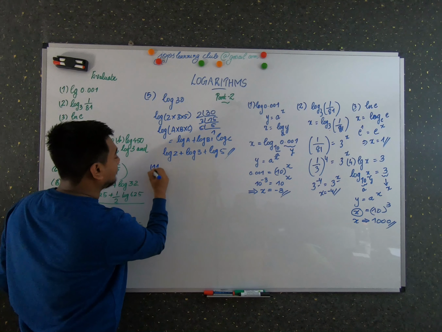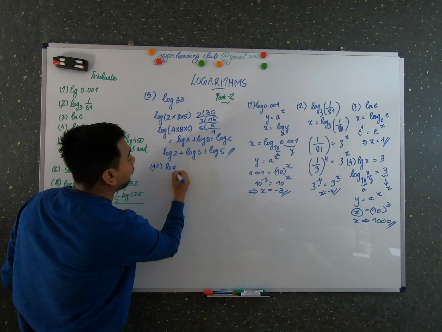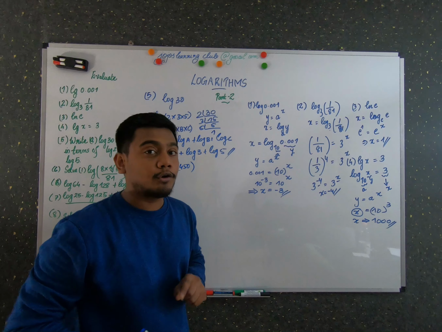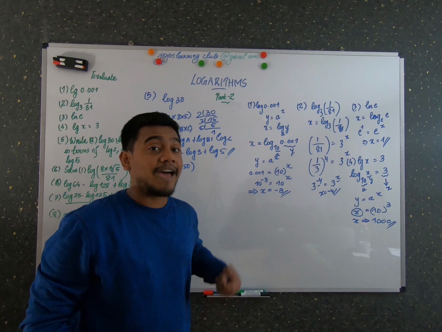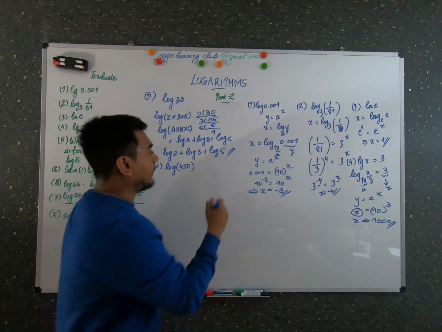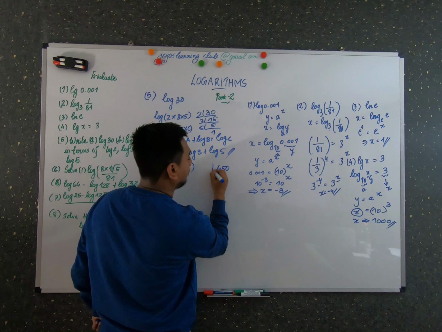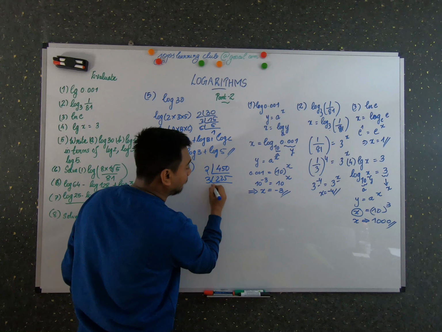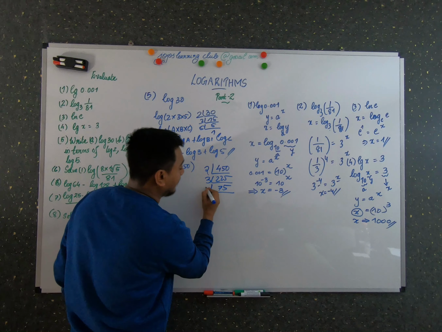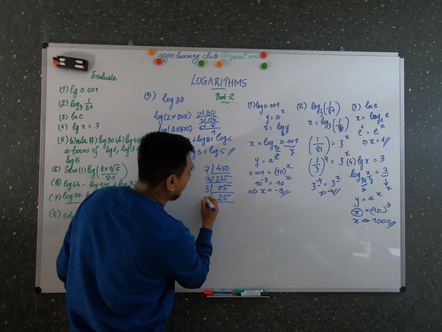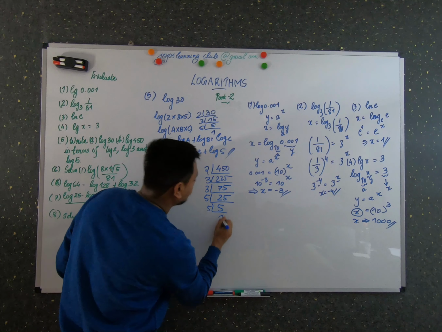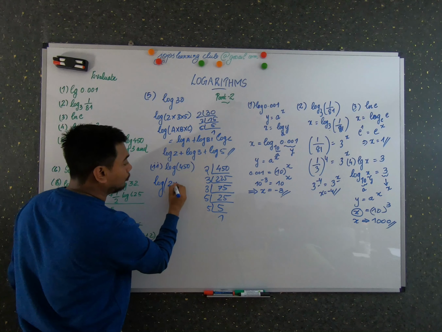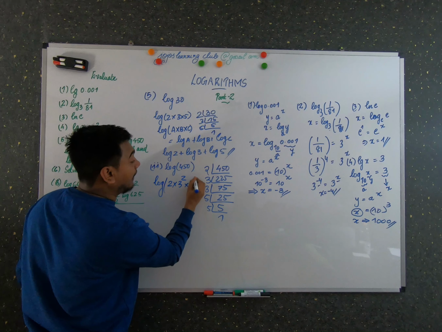So the next problem is the second section, right? Log of 450. To write it in terms of log 2, log 3 and log 5, again you have to find the factors of 450. Let's divide by 2, and we get 225. Again dividing by 3, we get 75. Again by 3, we get 25. Then 5, 5, and so these are the factors. So log 450 you can express in terms of 2 into 3 square into 5 square.